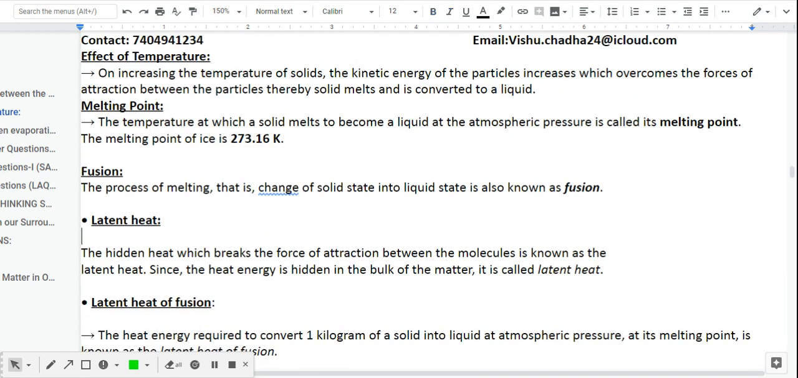Liquid, latent heat. So what do you mean by latent heat here? The hidden heat. Matlab ye chupi hui heat hoti hai that breaks the forces of attraction between the molecules, right? Which breaks the forces of attraction between the molecules is known as latent heat. Since the heat energy is hidden in the bulk of the matter, it is known as latent heat. Bulk means bahut zyada amount of energy hoti hai jo hidden hoti hai hamare matter ke atoms ke andar. So ise hum bolte hain latent heat, right?